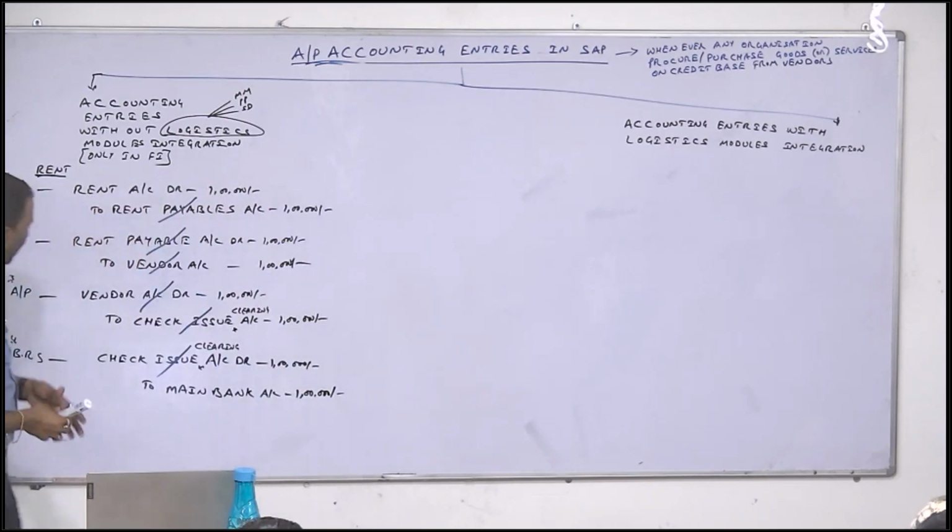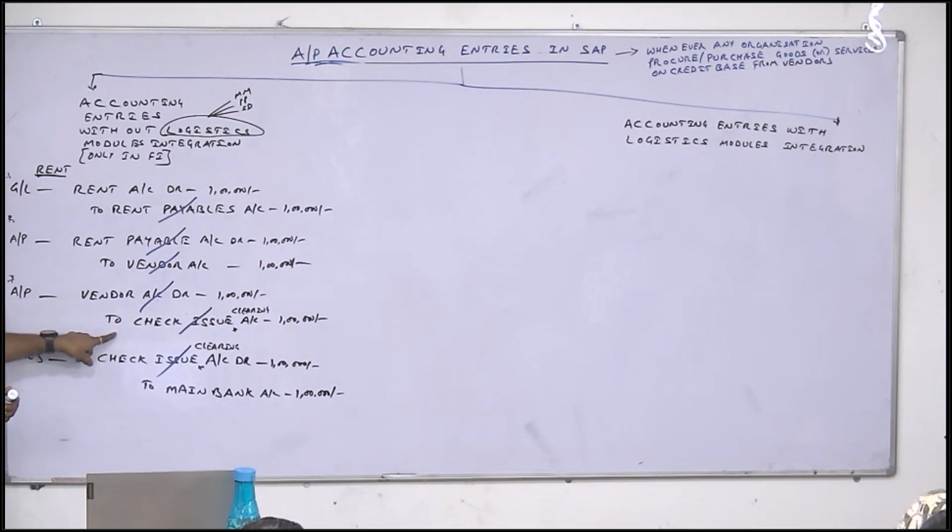So what is the entry when we post the vendor payment? Vendor account debit to check issue account. This one is the normal rent provision. Right or wrong?